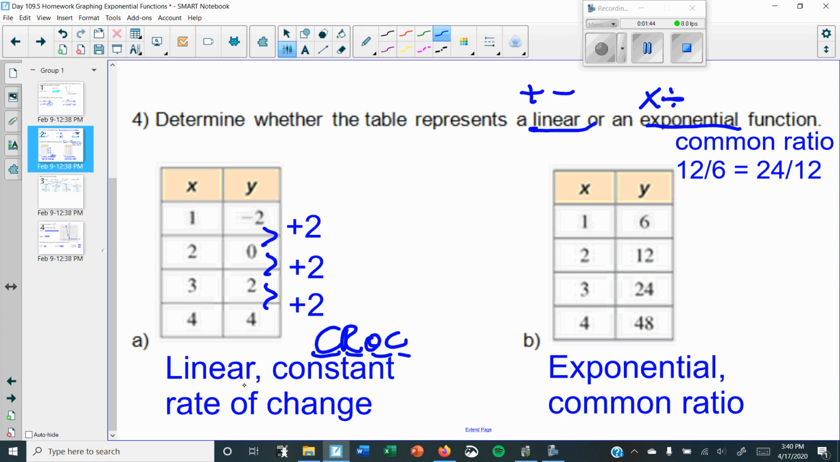Now for this one, how do you get from 6 to 12? Multiply by 2. How do you get from 12 to 24? Multiply by 2. How do you get from 24 to 48? Multiply by 2. So then that's exponential. So you wouldn't say a constant rate of change because rate of change means it's adding. So it's a common ratio or a common factor. And the common factor is 2.